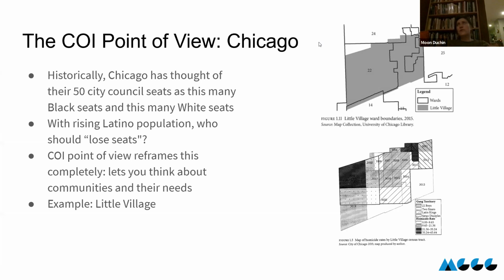So I'll be brief, but the Chicago City Council has 50 seats. And, you know, historically, Chicago's had, of course, as those of you who've spent any time there know, a really important Black population concentrated on the south side of the city.